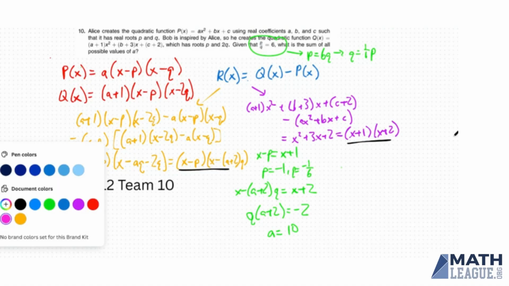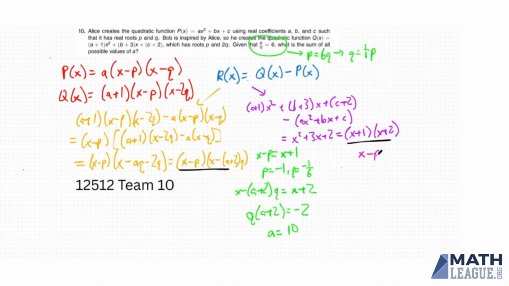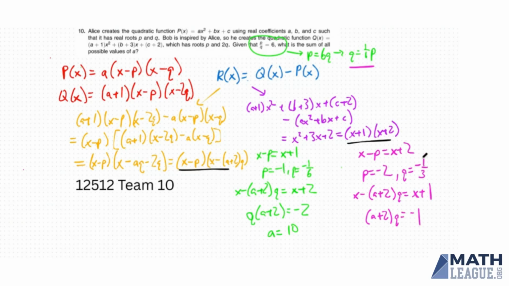Similarly, if we do that with our other case, if we have x minus p equal to x plus 2 instead of x plus 1, then it'll give us p equals negative 2. Since q is 1/6 of p, that means q will be negative 1/3. Solving again, x minus (a plus 2) times q this time equals x plus 1. Since the factors have been flipped, we know that (a plus 2) times q is equal to negative 1. Q being negative 1/3 gives us a equals 1. So here we have our two possible values for a.